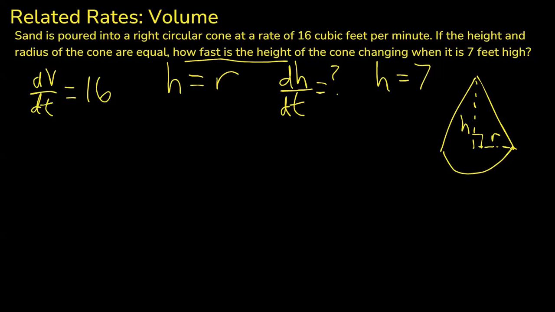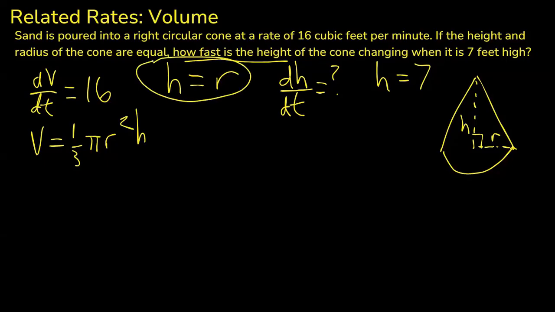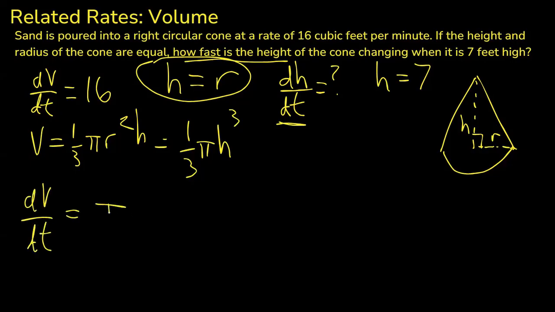So let's get the volume formula for the cone. Volume is 1/3 pi r squared h. We know that h equals r. And since we're asked for dh dt, we're going to get the entire volume formula in terms of h. So if r is equal to h, then this would simplify to 1/3 pi h cubed. Then dV dt is going to be equal to pi h squared dh dt.